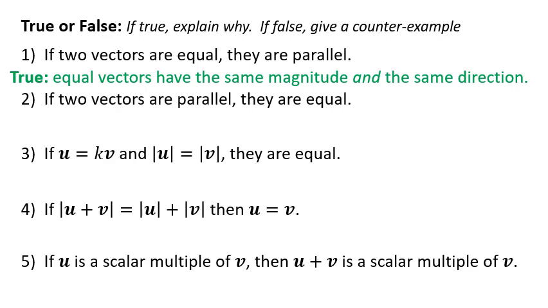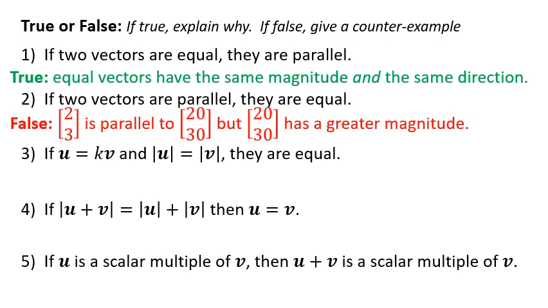But the converse, if two vectors are parallel, they're equal, that one isn't true. Parallel vectors are only required to be a scaled up or down version of the original. And they could be the same, but they don't have to be. So 2, 3, for instance, is parallel to 20, 30, but 20, 30 is bigger, so they're not equal to each other.